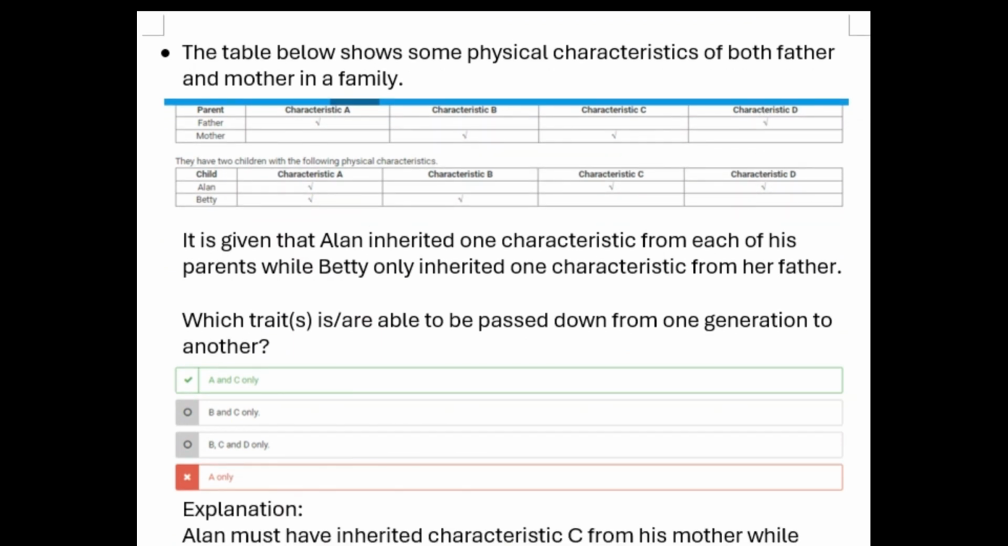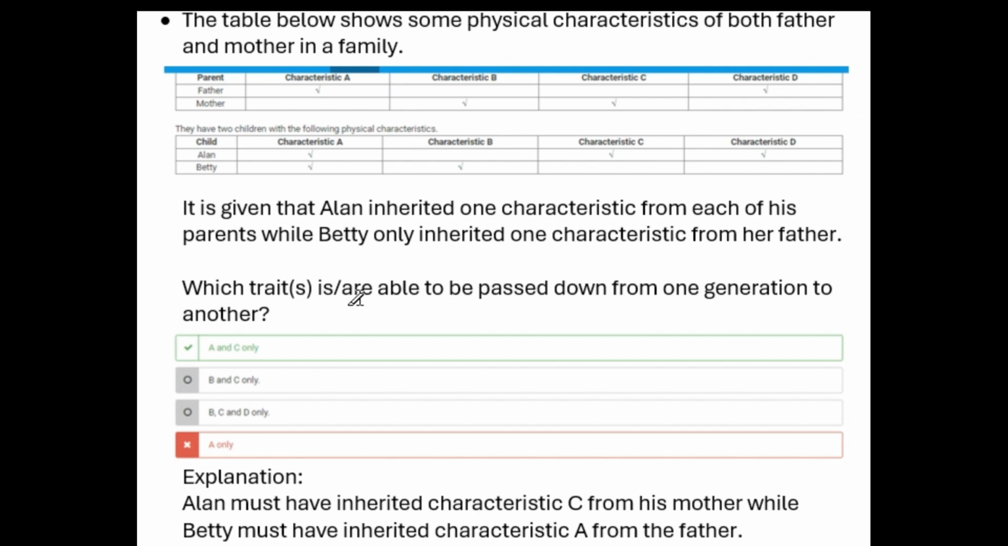The table below shows some physical characteristics of both father and mother in a family. It is given that Alan inherited one characteristic from each of his parents, while Betty only inherited one characteristic from her father. Which traits are able to be passed down from one generation to another? Explanation. Alan must have inherited characteristic C from his mother, while Betty must have inherited characteristic from the father.